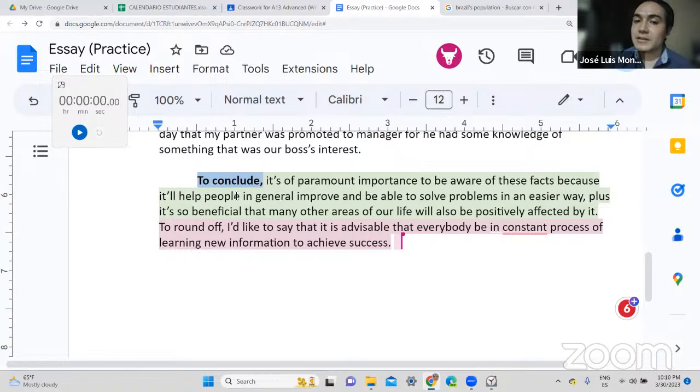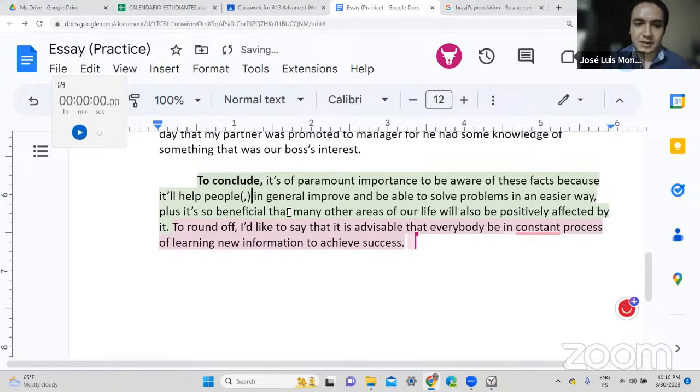So here, this is what I can say that it's optional, all right? But in general, it works over there without commas, or you can set with the commas if you believe that this is clarification. But actually, that depends on the meaning or the sense that you want to give to those words. It's not something that we need, and be able to solve problems in an easier way. Plus, it is so beneficial. Now, this is the one I was talking about.